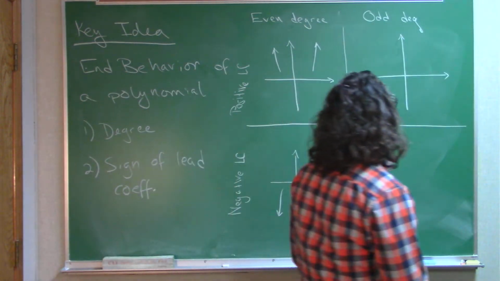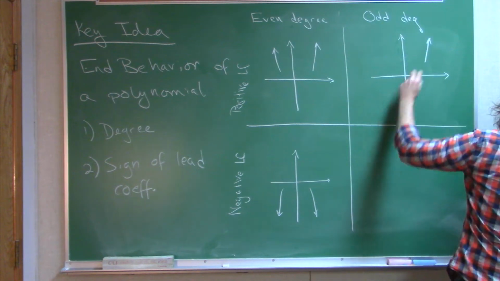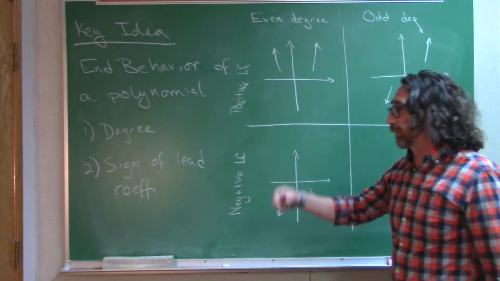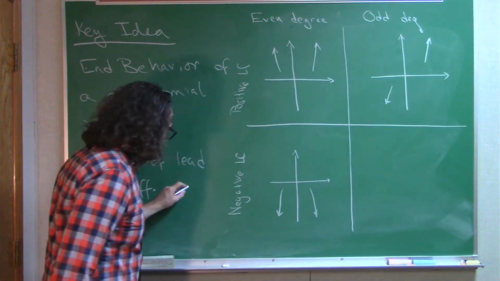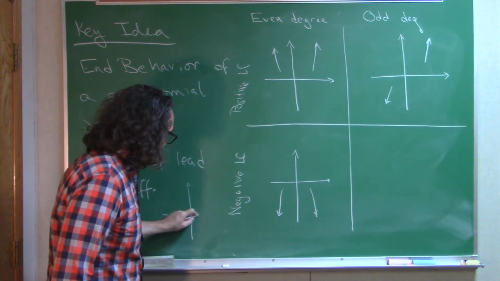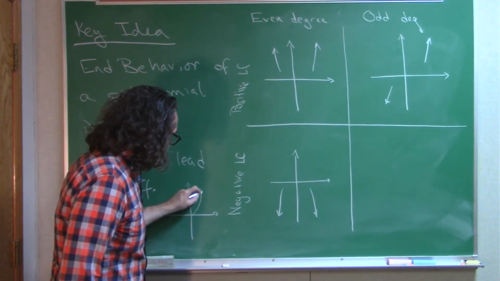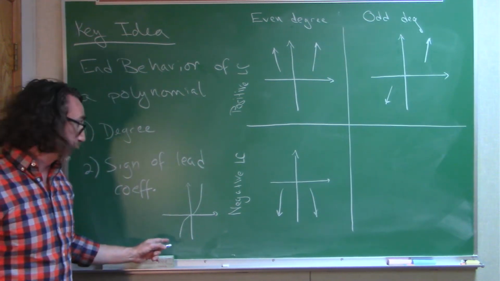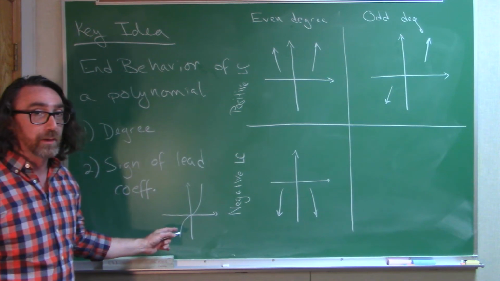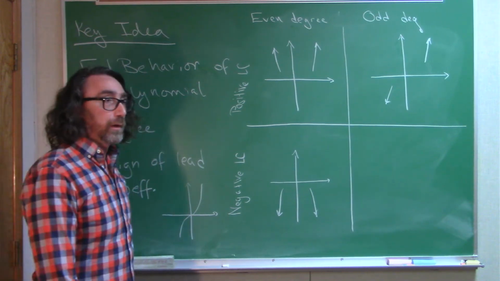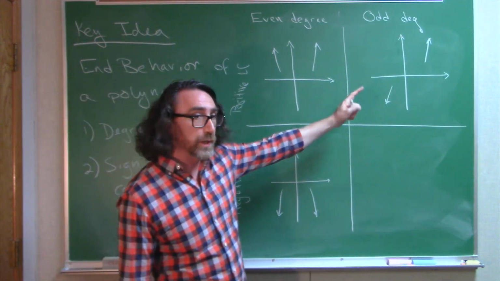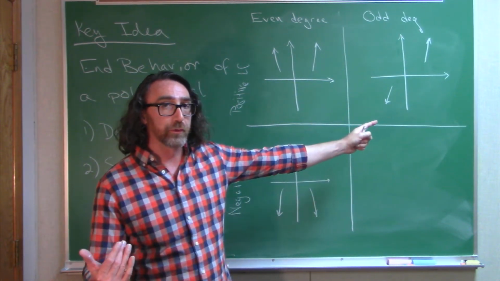Okay, so if you have odd degree, like degree 1 or degree 3, you end up looking like this, right? We saw the graph of y equals x cubed in a previous video. y equals x cubed looks exactly like that. It goes up on this side, down on this side. That's the case for general odd degree functions.